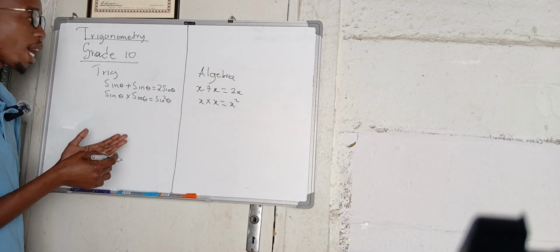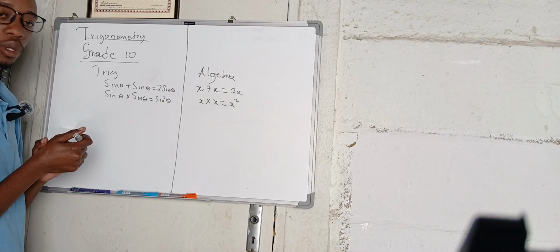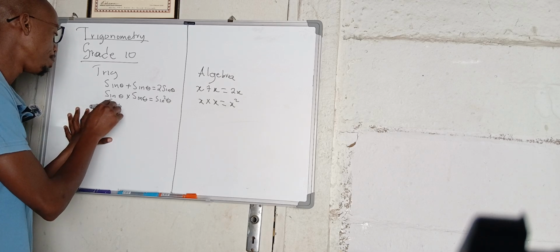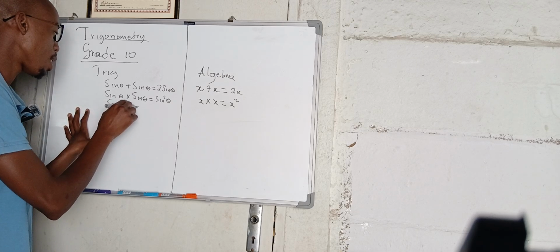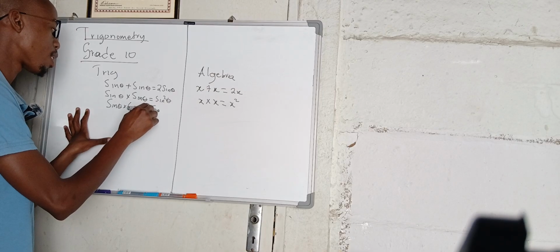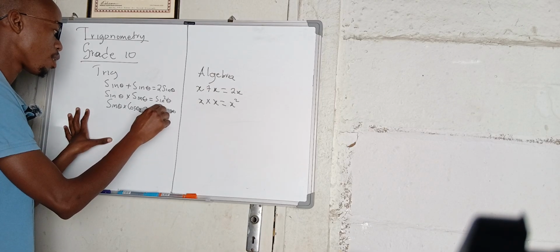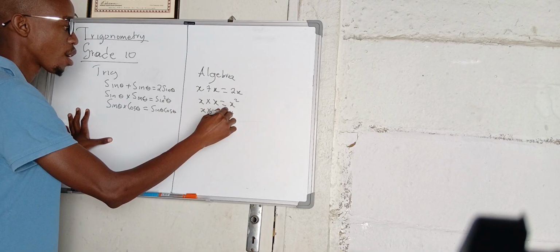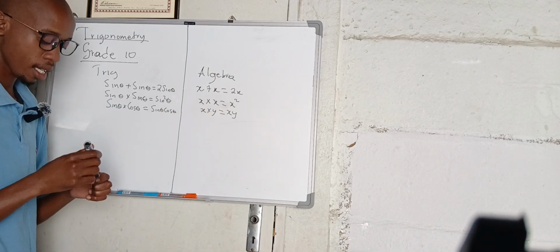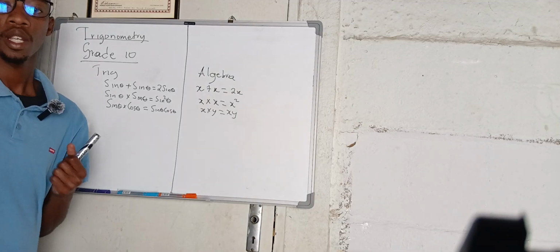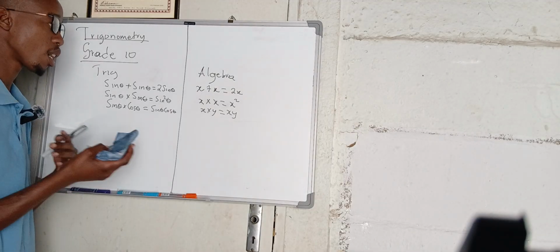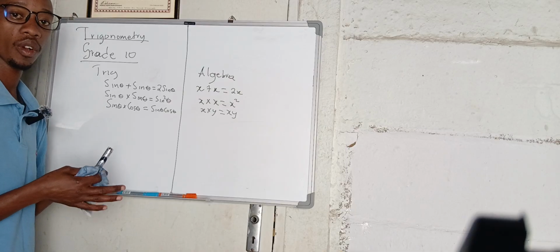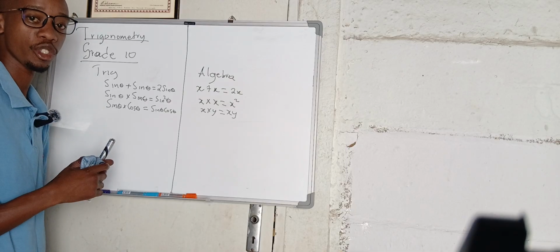So there is the similarity of trigonometry and algebra. Similarly, when I have sine theta multiplied by cos theta, I will end up having sine theta cos theta, which can also be seen here: x multiplied by y is going to give us xy. Hence I said trigonometry and algebra are similar, not the same. To a certain extent, we can apply the same rules in algebra and trigonometry.